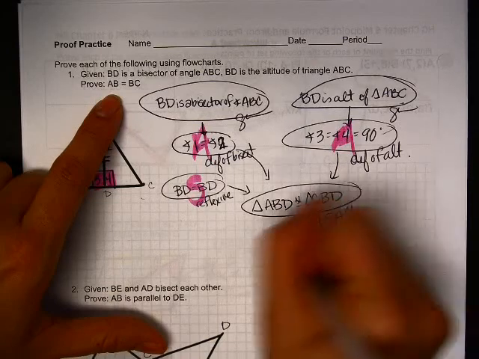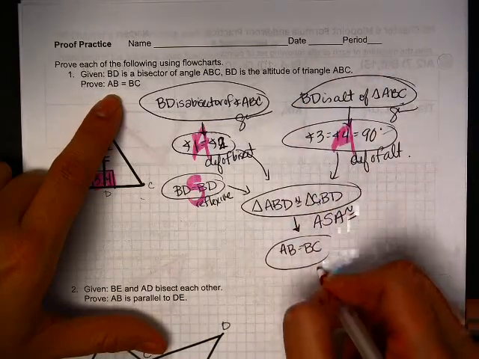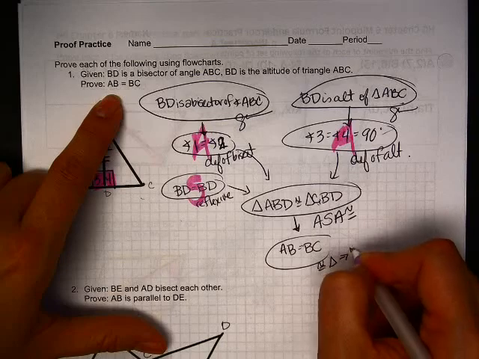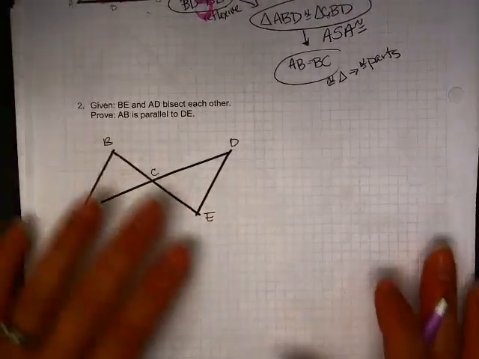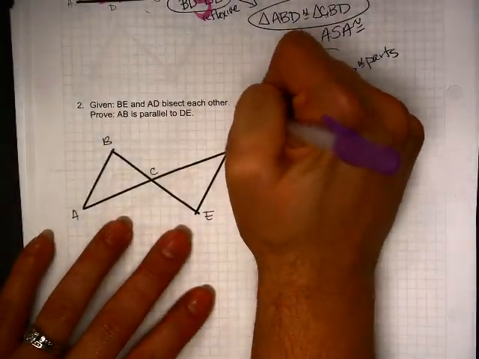Why are these equal? We look at our picture. Our picture is saying it's because of the congruent triangles, so we write that: congruent triangles give us congruent parts. All right, next. Again, we write our given.